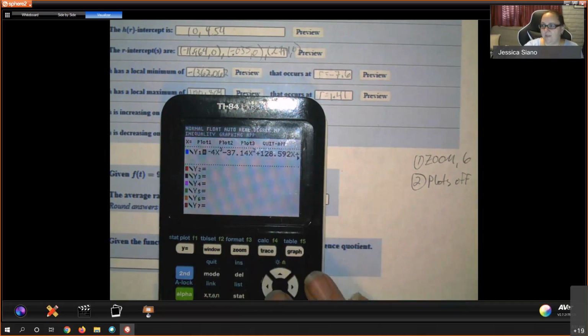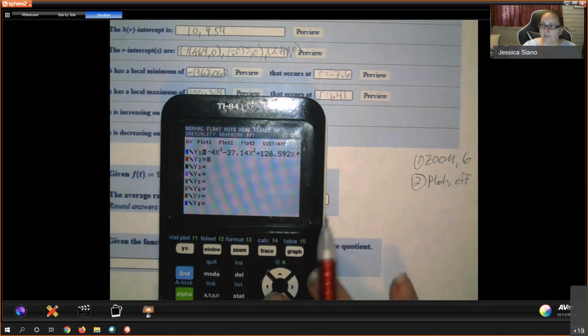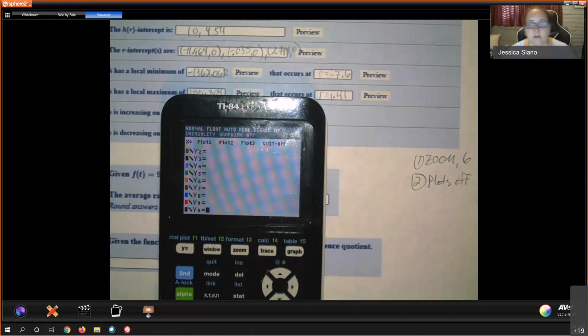Usually those 3 things especially will fix 95, 99% of the errors that people get when they're having issues graphing. So if for some reason your calculator is not graphing, that would be my first suggestion for you to check. Zoom 6, plots off, and then make sure that all of your Ys that you're not graphing in are empty. Okay.